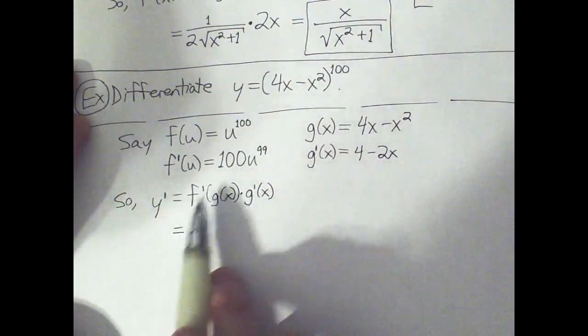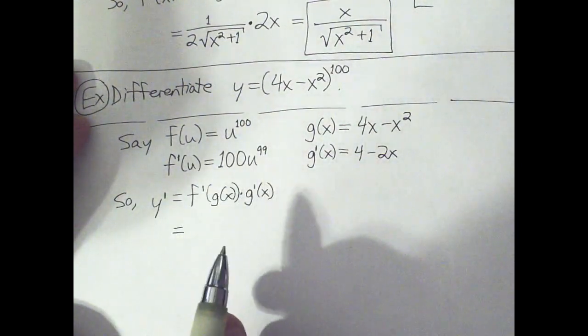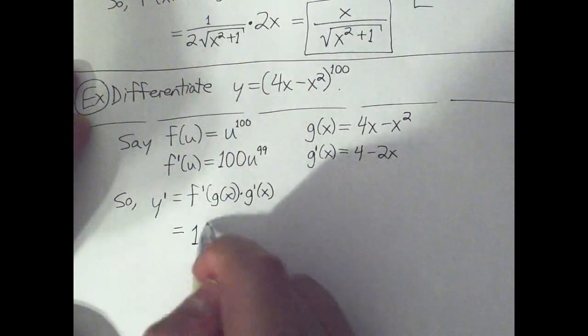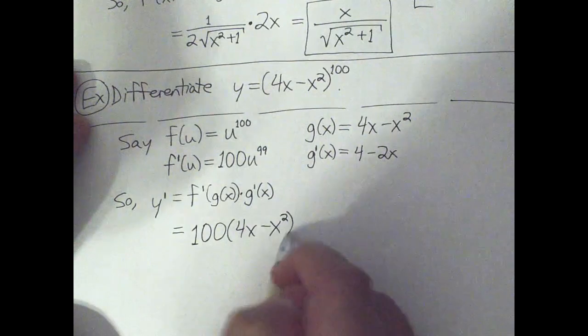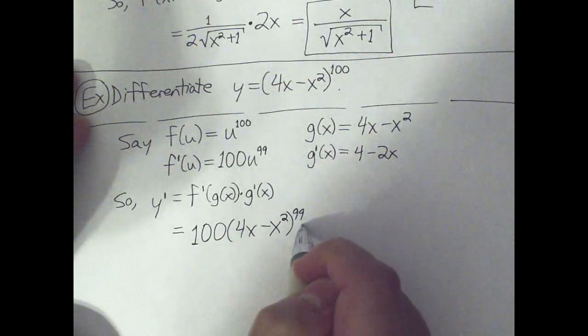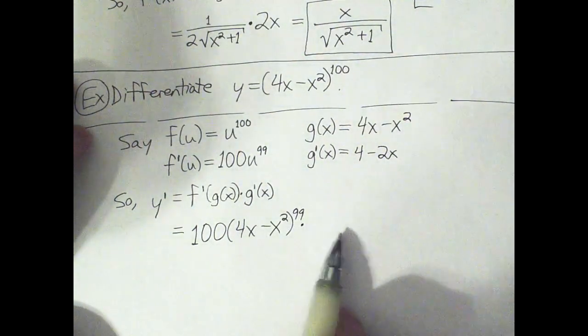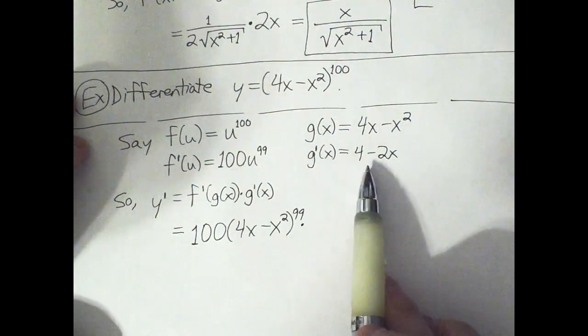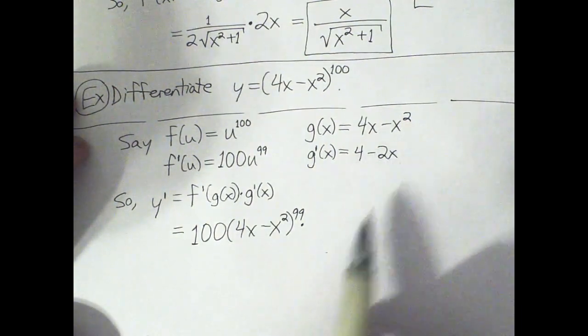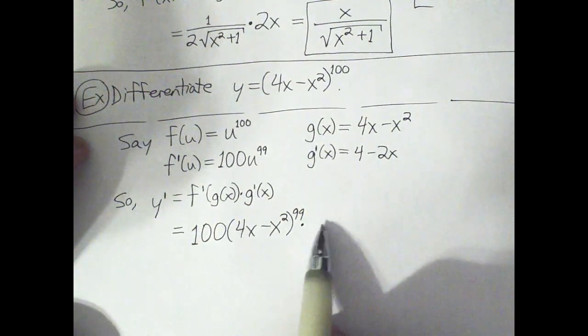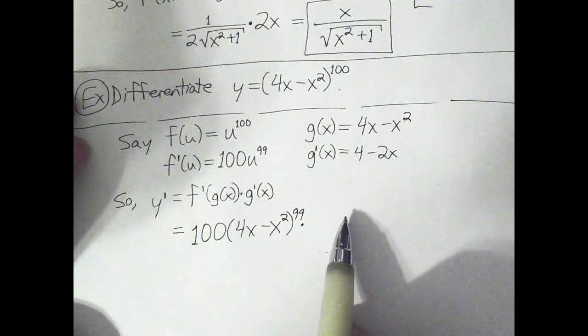So anyway, what's f prime? F prime is 100 something to the 99. In this case, it's 100 this to the 99. And then we need times g prime. Right? I still need to write something here. G prime is 4 minus 2x. Is it okay for me to write 4 minus 2x here? If I just write 4 minus 2x?